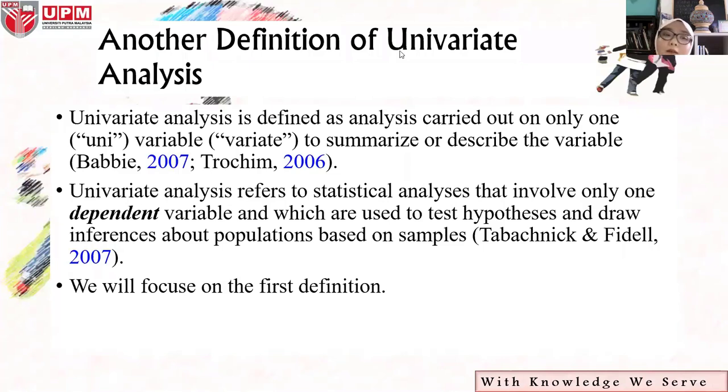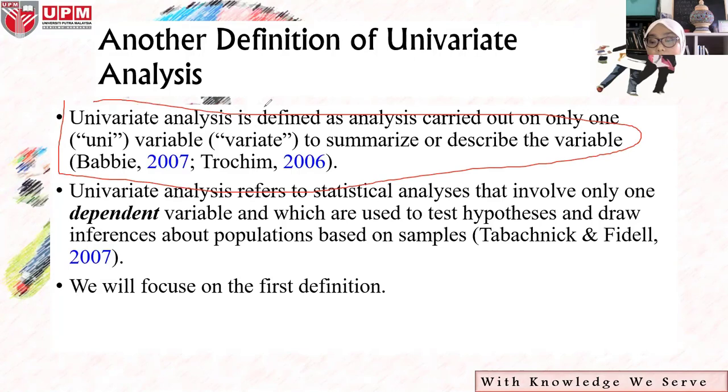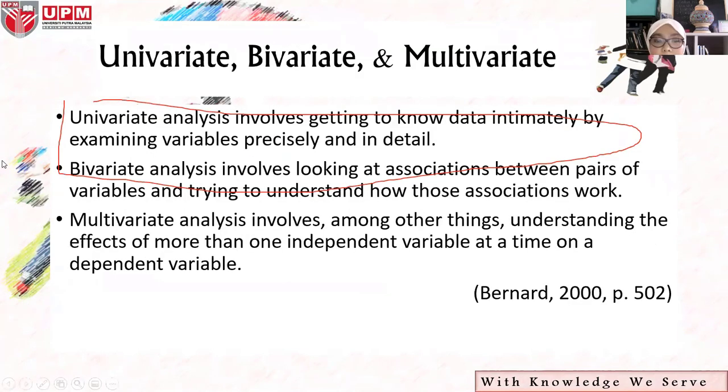Another definition for univariate was given by Babbie and Trochim, in which they indicate that univariate is defined as analysis carried out on only one variable or variate to summarize or describe the variable. If you are aware, this definition is quite similar to the definition given by the earlier scholar that I shared just now. Dia sama macam ni. The one by Burnett is similar, he said univariate involves the analysis of one variable, which is just to describe.